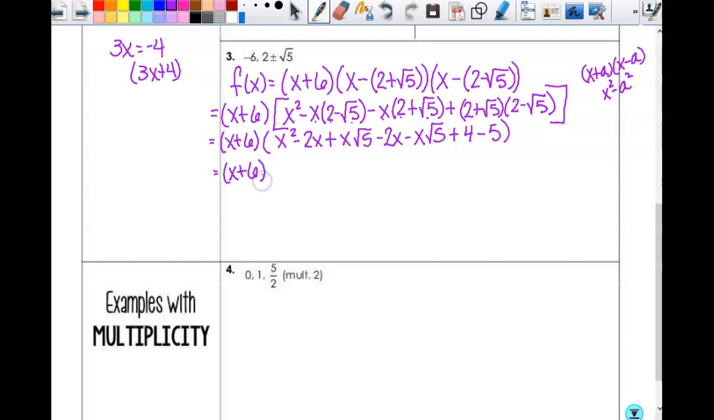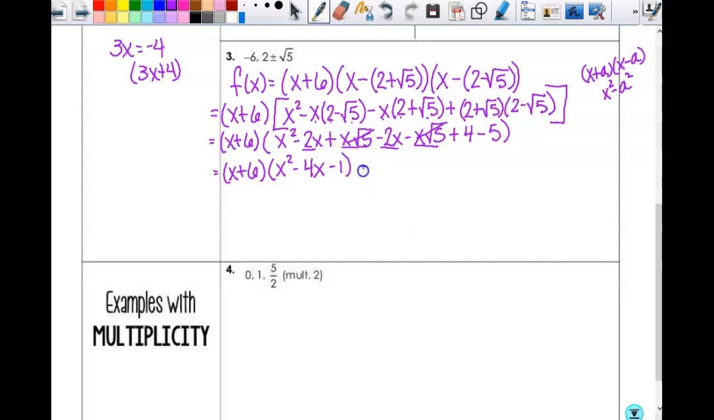Now let's see what we can do with this stuff in here. I got an x squared. It's the only x squared I've got. Then I've got minus 2x and minus 2x, which is minus 4x. Then I have positive x times the square root of 5, negative x times the square root of 5. Those zero out. And then plus 4 minus 5 is going to be minus 1. So I'm down to that. Okay, it just took some yucky stuff to get through it to get to that point.